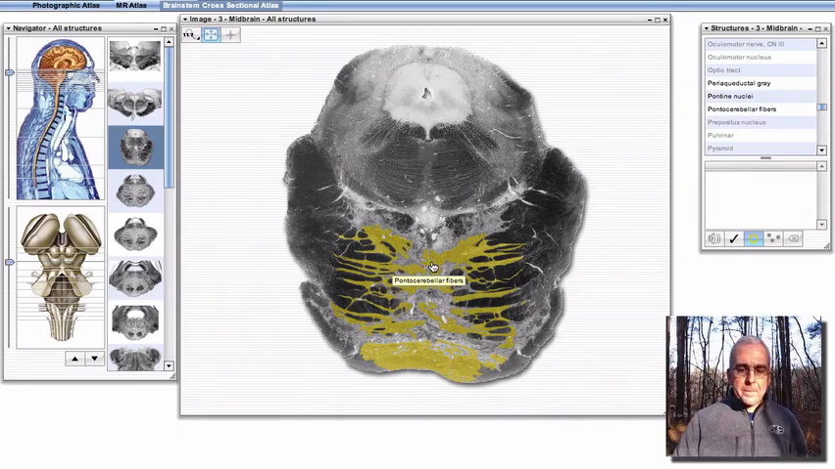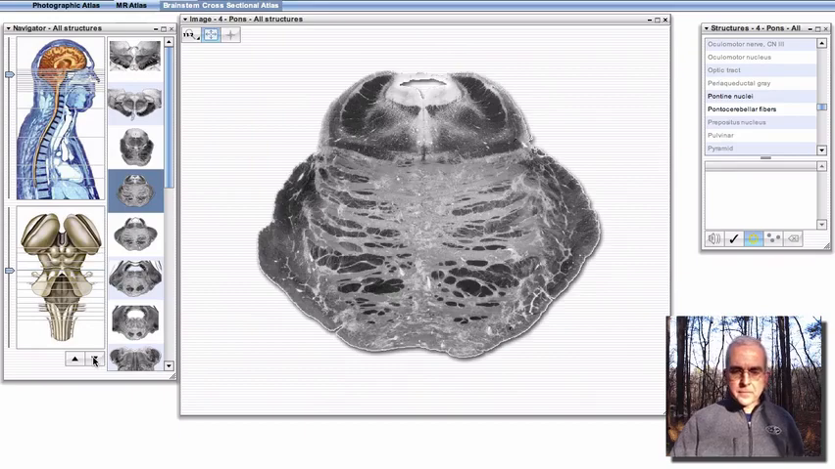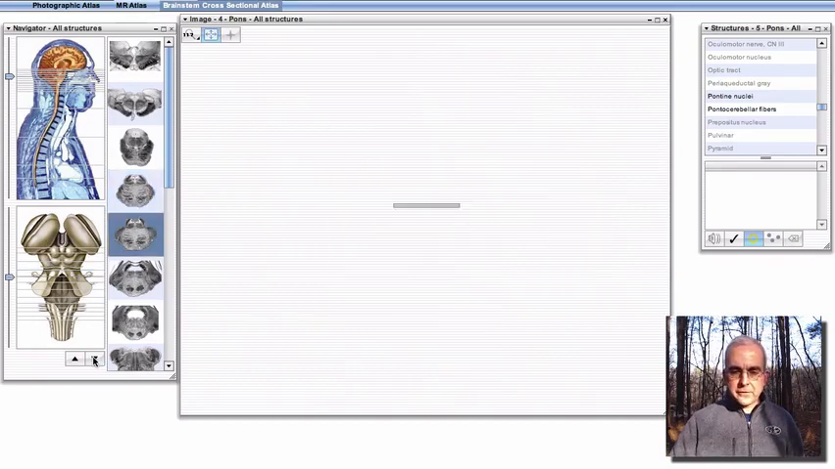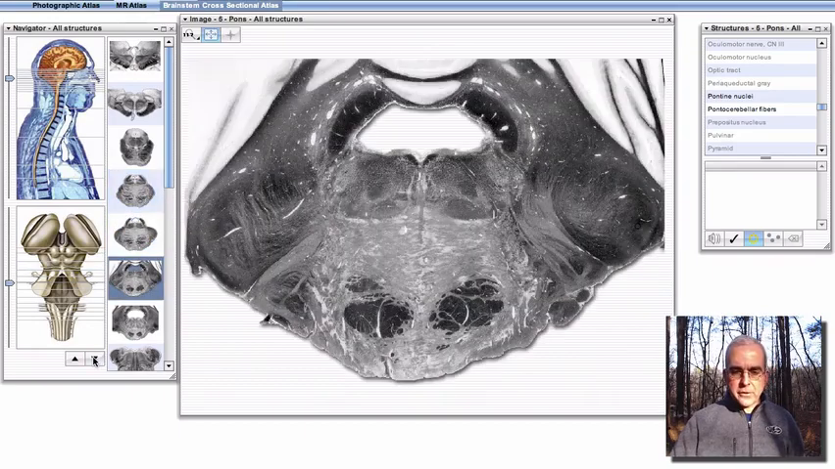Well, let's go ahead and section down into the pons. We'll actually skip this section and go to the widest part of the pons, where the pons is sending axons out into the cerebellum. And then we'll work our way back up to those sections we just passed by.